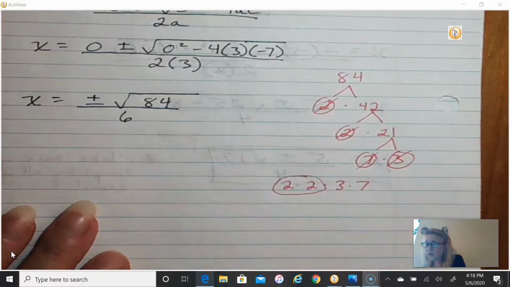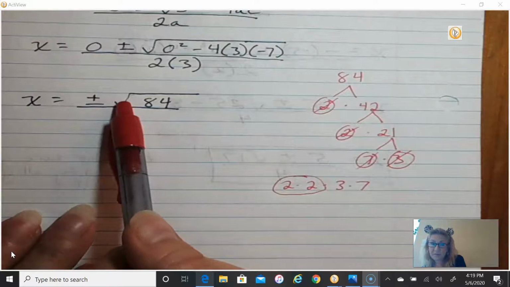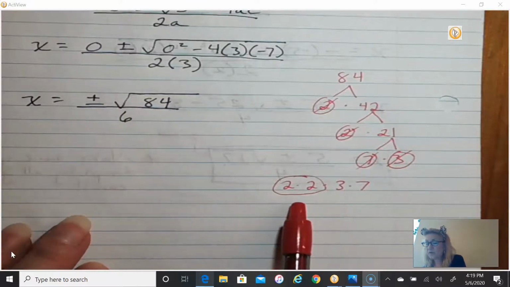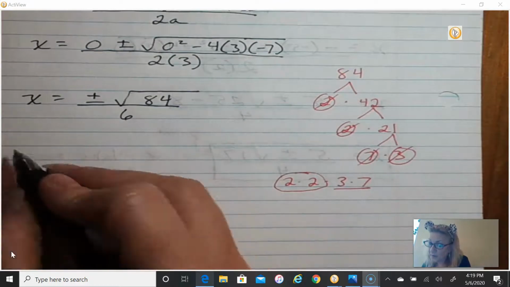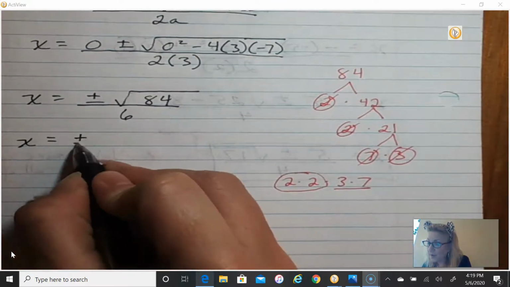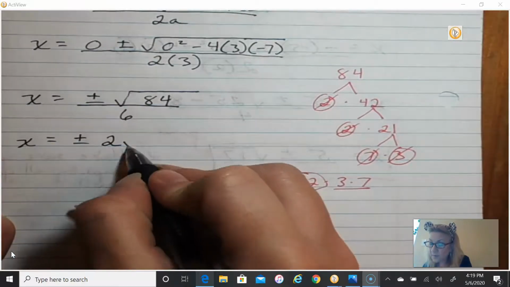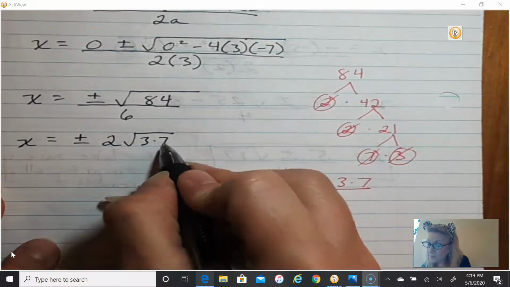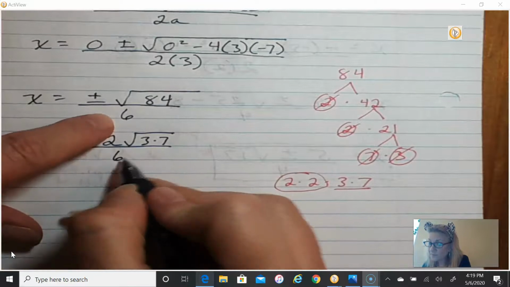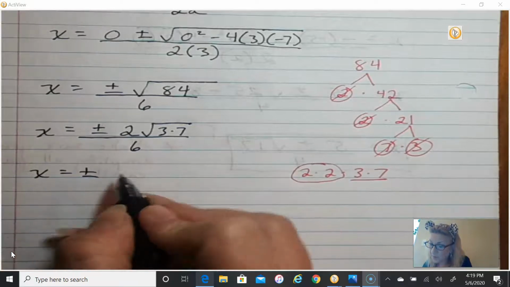We're going to circle our pairs because what is our root that's missing? It's 2. So we circle any groups of 2, and we have that. These two, they go inside the radical sign. So then I have x equals plus or minus. That goes on the outside of that radical sign, so 2 times square root of 3 times 7, all over 6. What's 3 times 7, guys? 21.